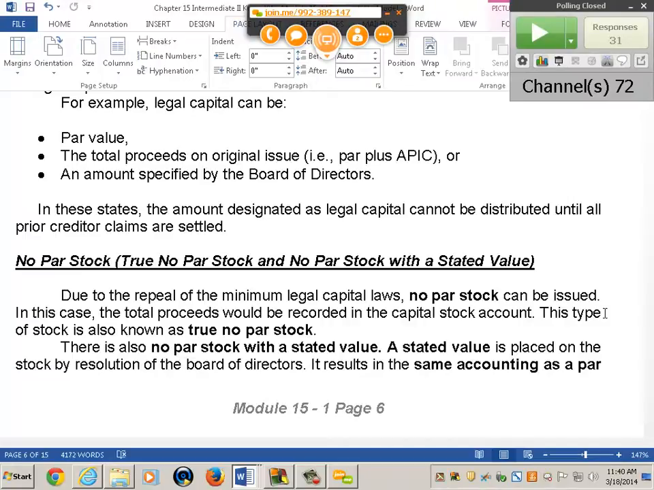Well, again, stated values are a lot more flexible. You can change them. But why do you want it? Well, you use a stated value to generate paid-in capital in excess of stated value. So what will happen is that this will act just like a par value. Stated value and a par value will act exactly the same. It will create additional paid-in capital. And that's sometimes known as capital surplus.